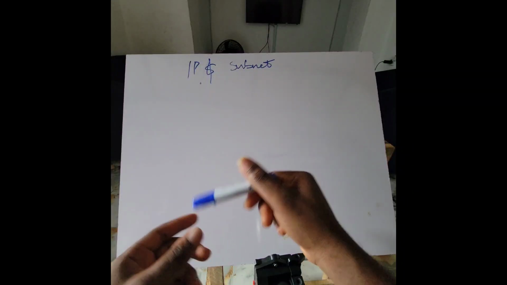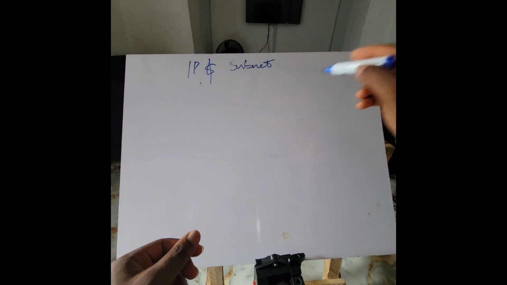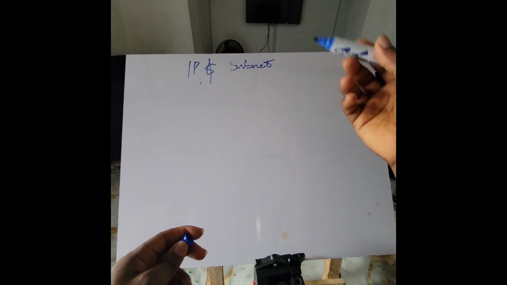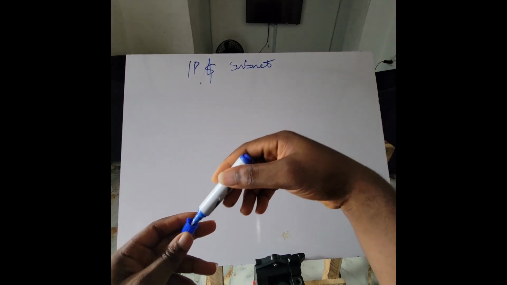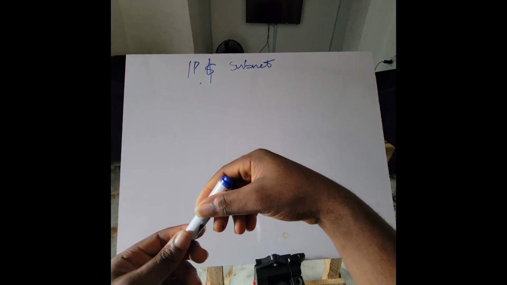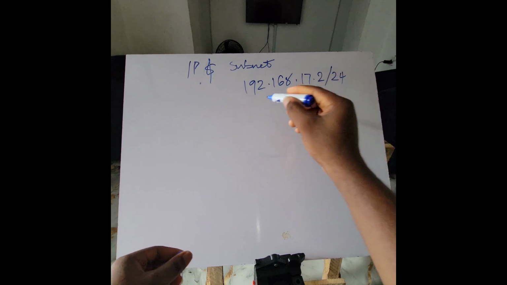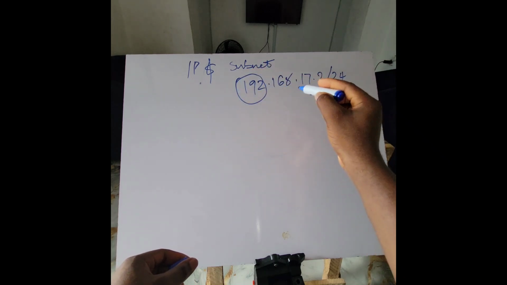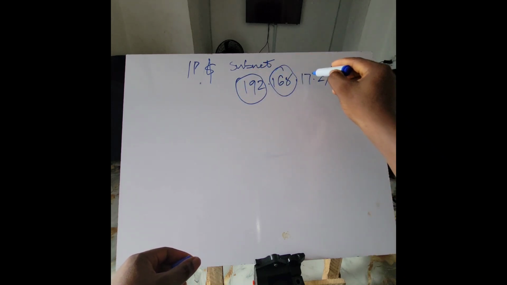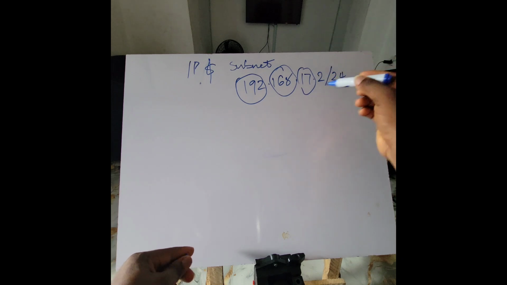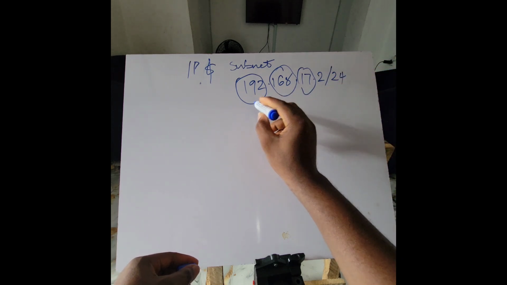So previously we had looked at conversion of IP addresses to decimal and decimal back to binary, so it actually helps when you're trying to calculate subnets. For every IP address like this, you have 8 bits here, another 8 bits here, and another 8 bits here.